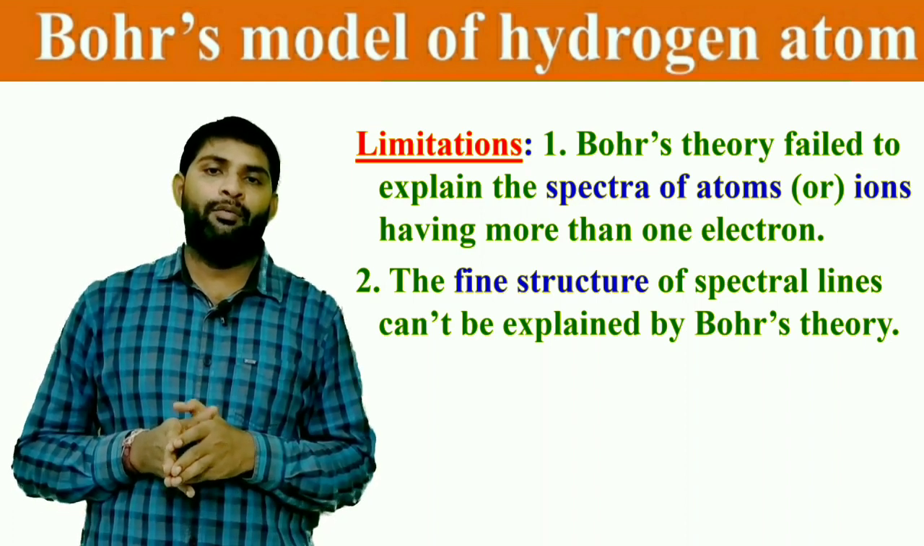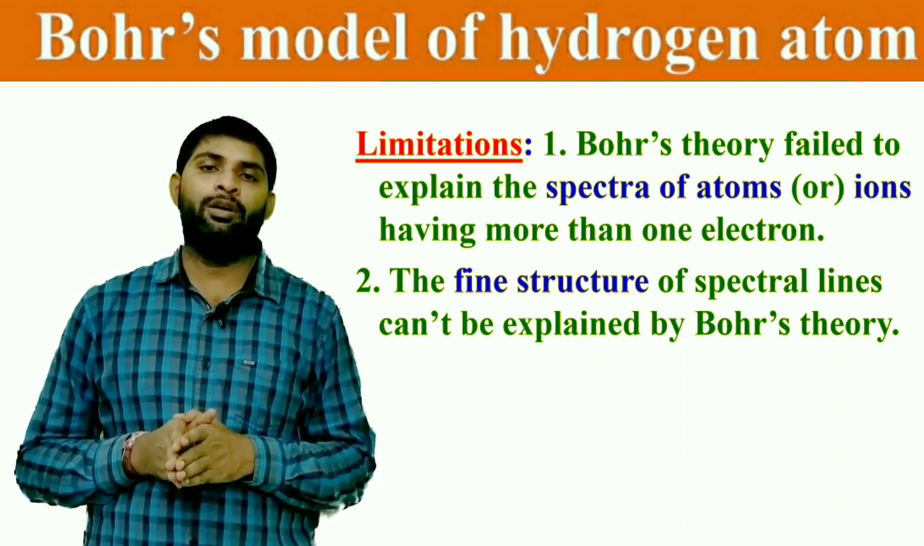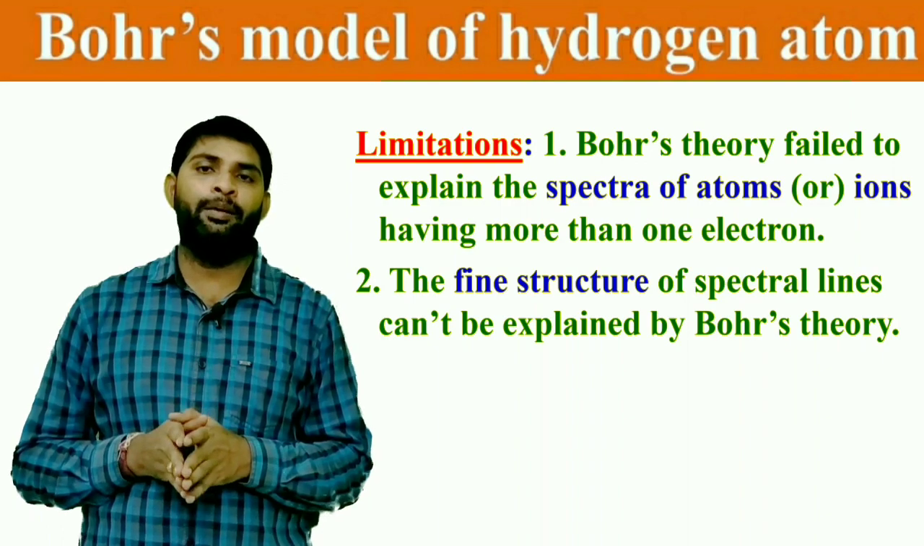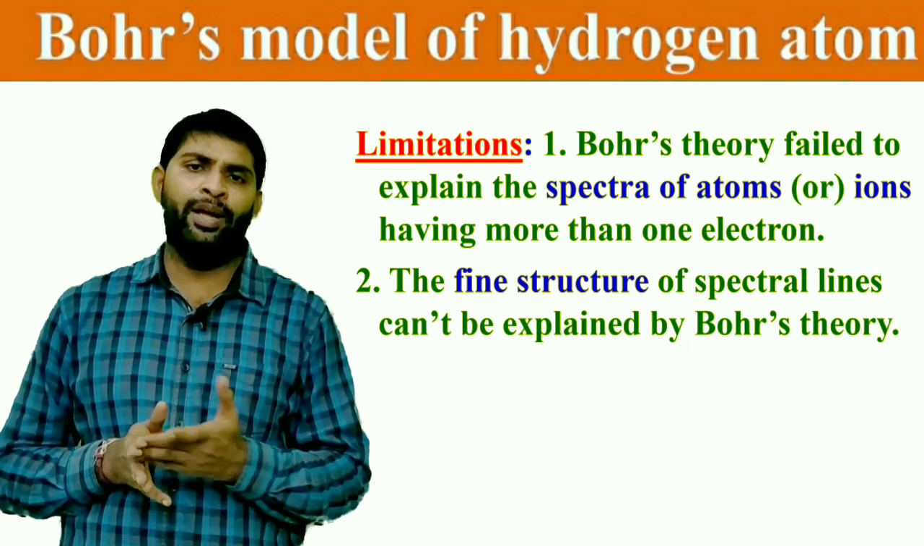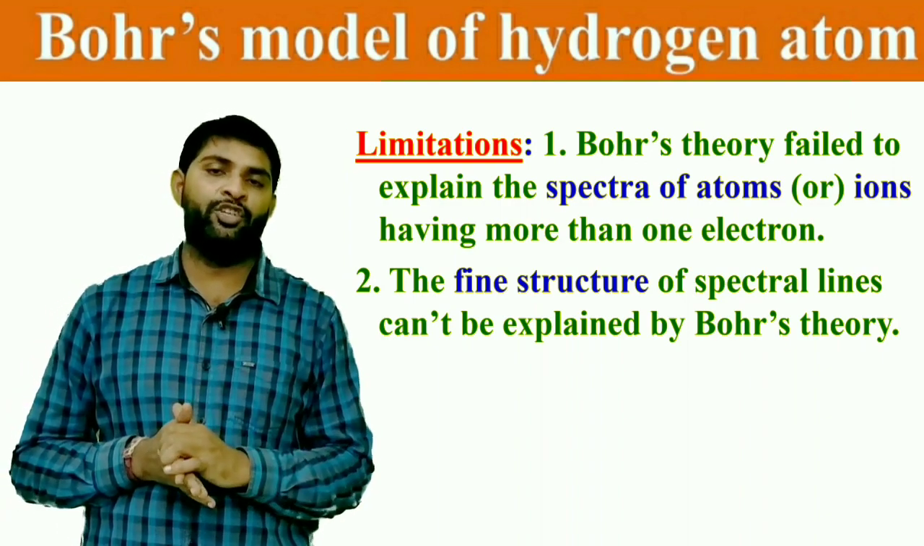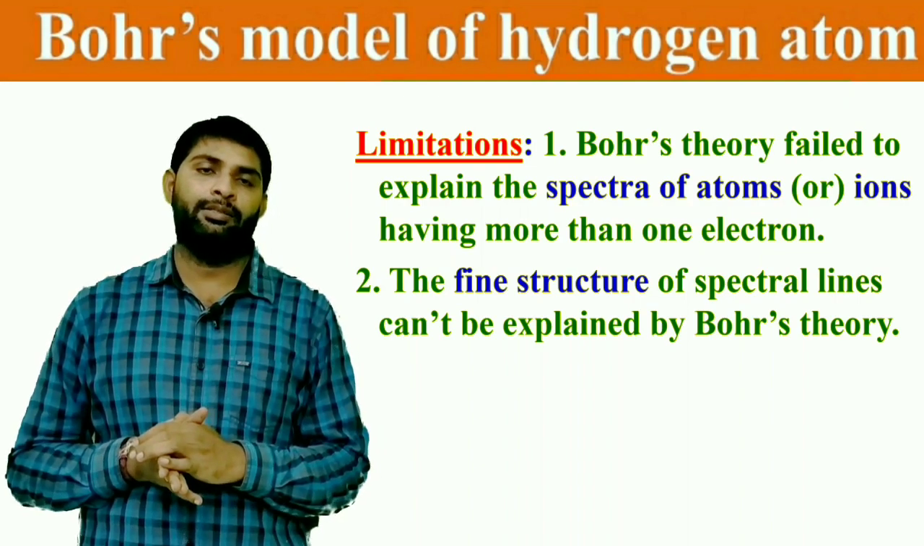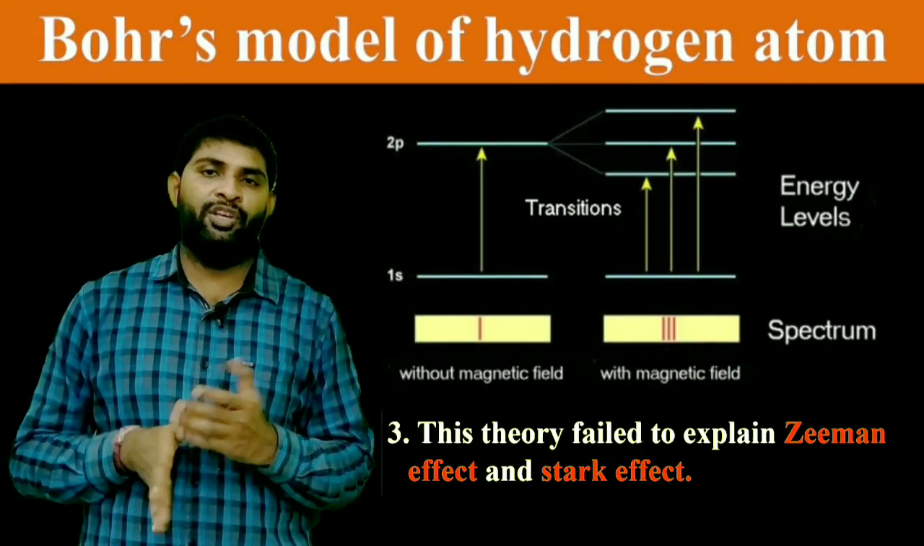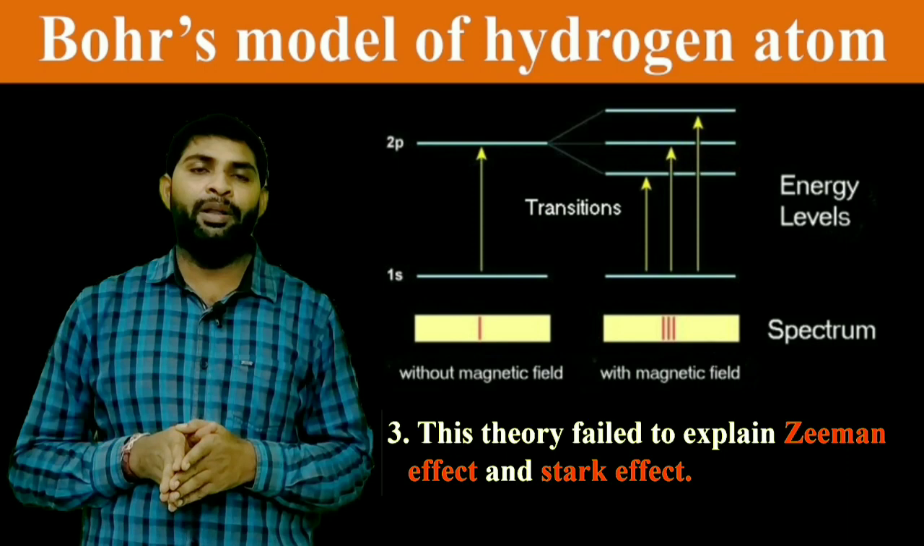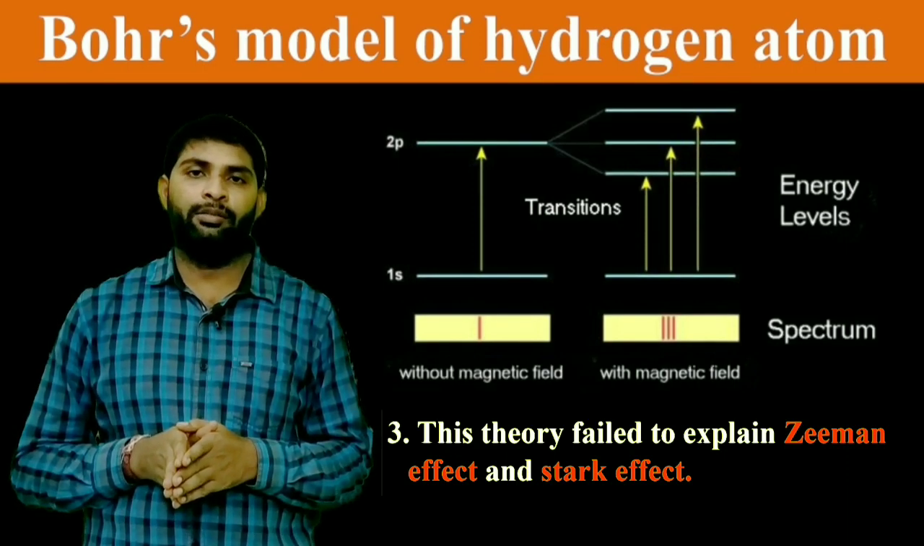Second one, the fine structure of spectral lines cannot be explained by Bohr's theory. Third one, this theory failed to explain the Zeeman effect and Stark effect.